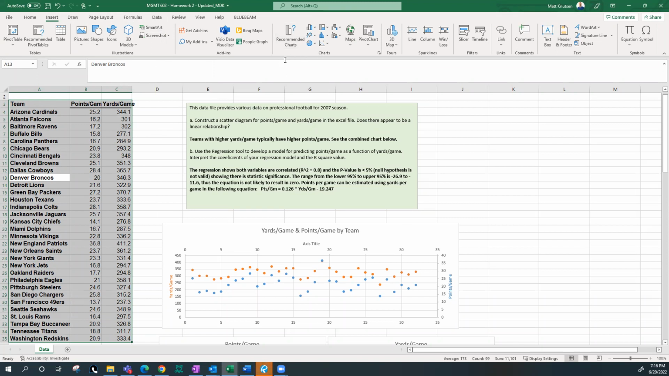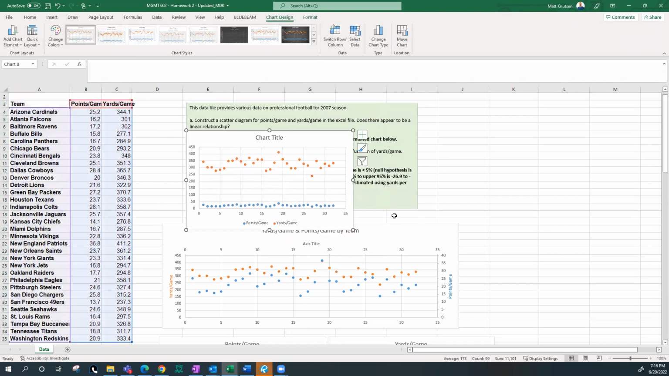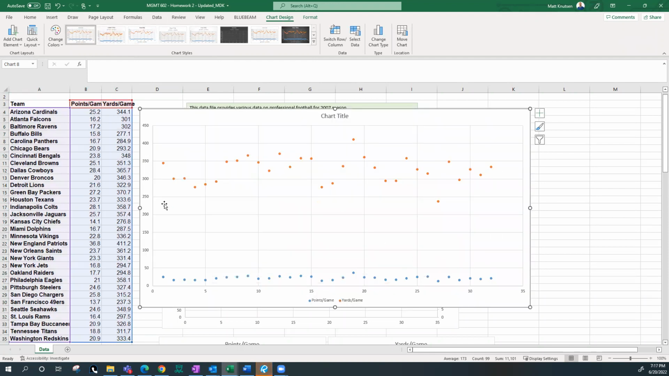All right. So select all of that, and then you're going to do your scatter chart, right? So you got this. Yeah, that's what I got. Okay. So right now it's trying to plot everything on one scale, right? Points per game is ranging from 16 to 28, somewhere in that range, and then yards per game is way up in the 300s and upper 200s. So it's throwing them on one scale, which throws this stuff off.